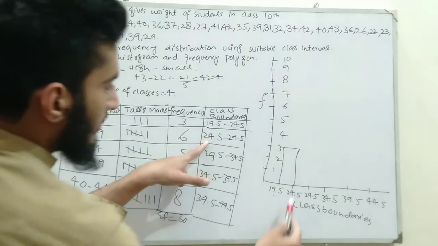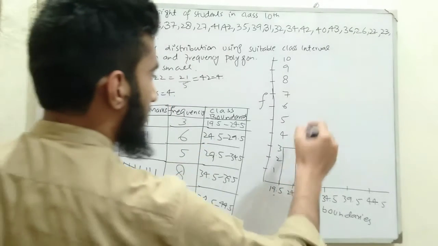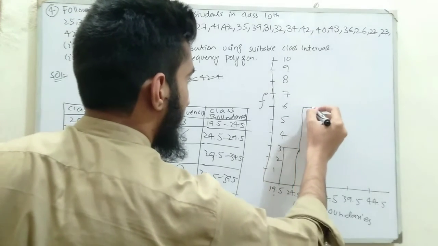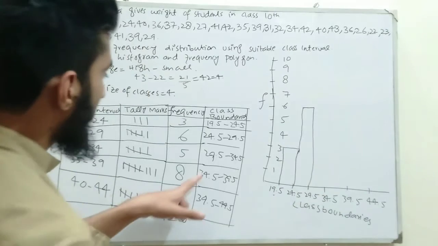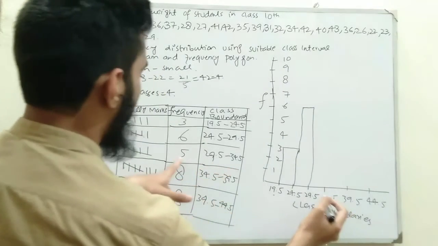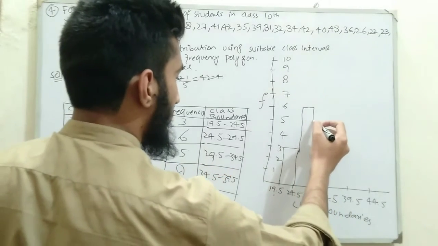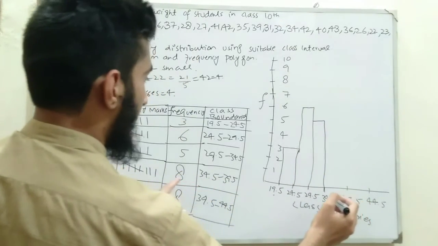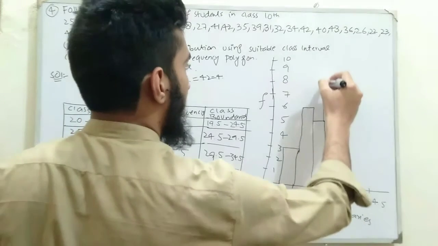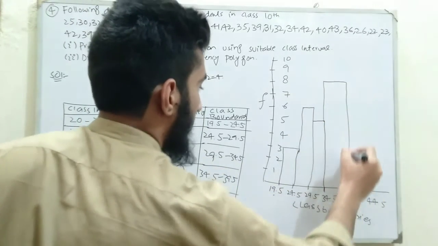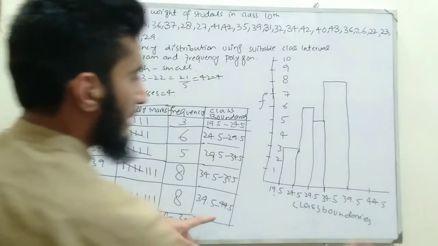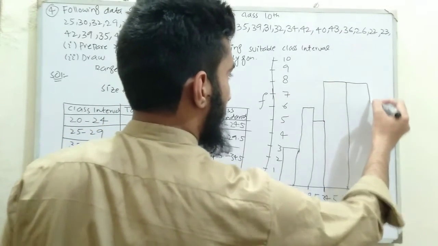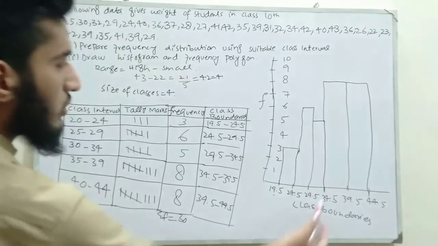After this, 24.5 to 29.5 we have the frequency 6, so it will go to the 6, just like this. After this 29.5 to 34.5 we have the frequency 5, so it will be drawn just like this. 34.5 to 39.5 we have the frequency 8, so the graph will be just like this. After this 39.5 to 44.5 and the frequency over here is 8. So it becomes just like this. So this is actually our histogram.